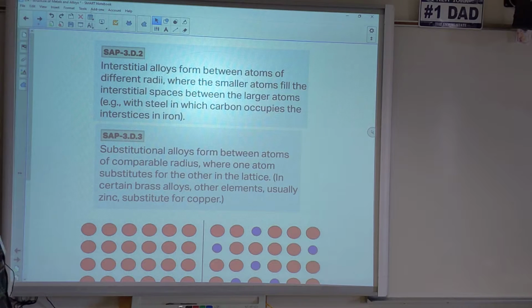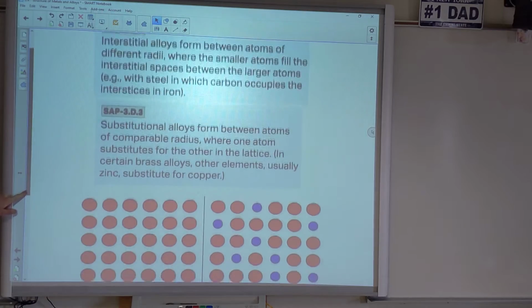You have to know about doping. So with alloys, you basically intersperse different elements in between the metal atoms. So for example, steel is mostly iron, but there are carbon atoms interspersed within the material. Called interstitial alloys, formed between atoms of different radii, where smaller atoms fill the interstitial spaces between larger atoms. And then you have substitutional alloys, where you basically remove one atom and put in a different atom.